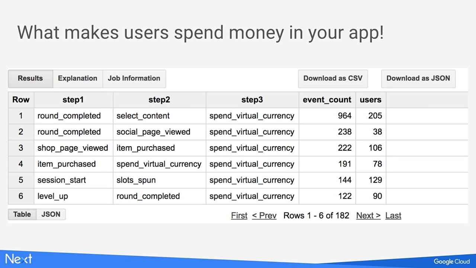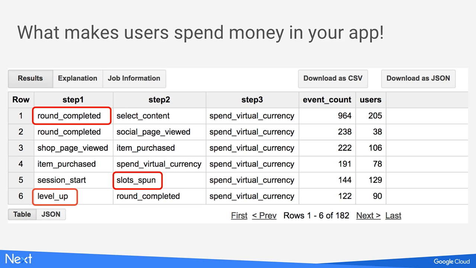Let's look at the results. It shows you what makes users spend money in an app, and you can see all of the different paths that users took before they spent money in your app. For instance, a lot of users spent money after completing a round, which is great. On the other hand, it also shows you that you, the developer, could do more to entice your users to spend money after spinning a slot or after leveling up.